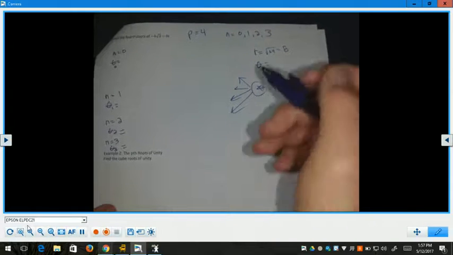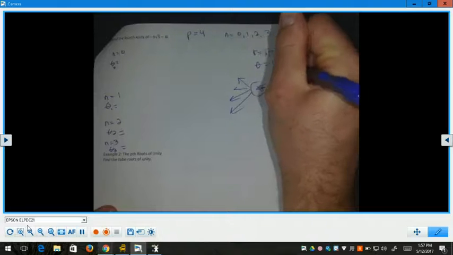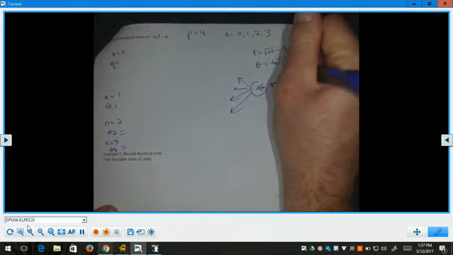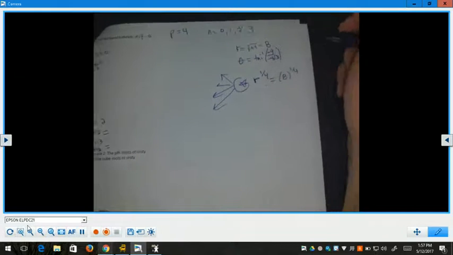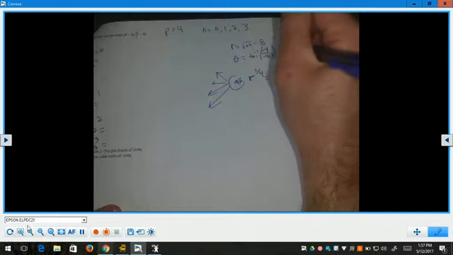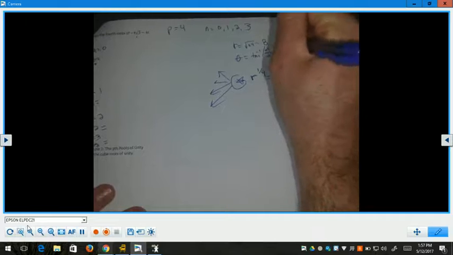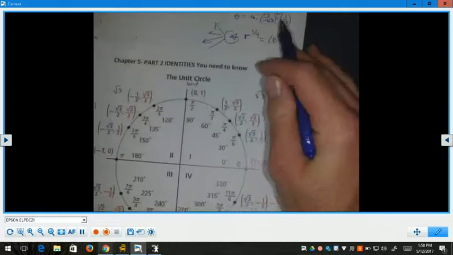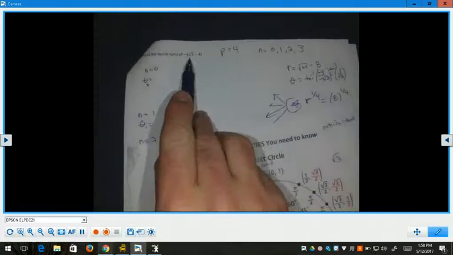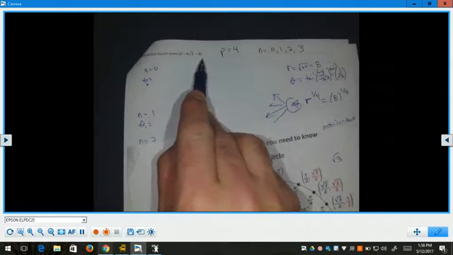Theta, however, is tangent inverse of -4 over -4 square roots of 3. What is that really? It's tangent inverse of 1 over the square root of 3, or square root of 3 over 3, right? Which is on our unit circle. Tangent inverse of square root of 3 over 3 is right here at pi over 6. But is that where our angle is? What quadrant is this in? If it's -4 square roots of 3, -4i, it's in quadrant 3.